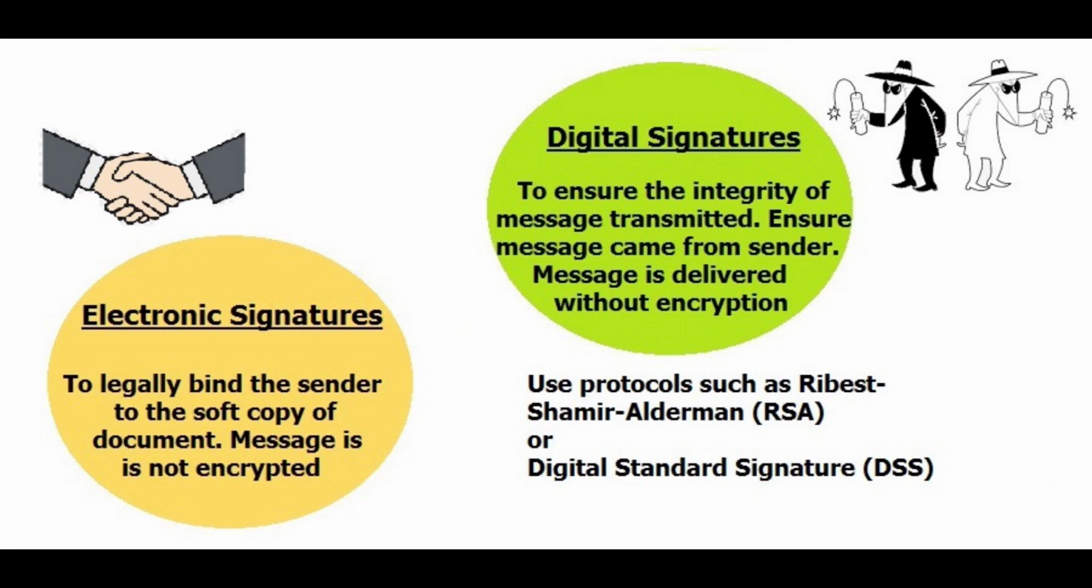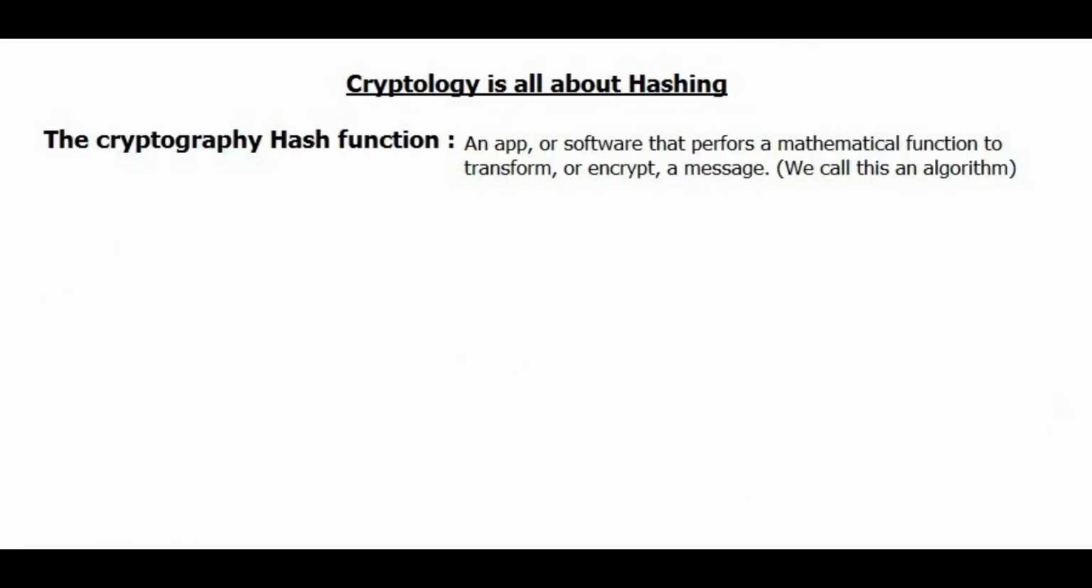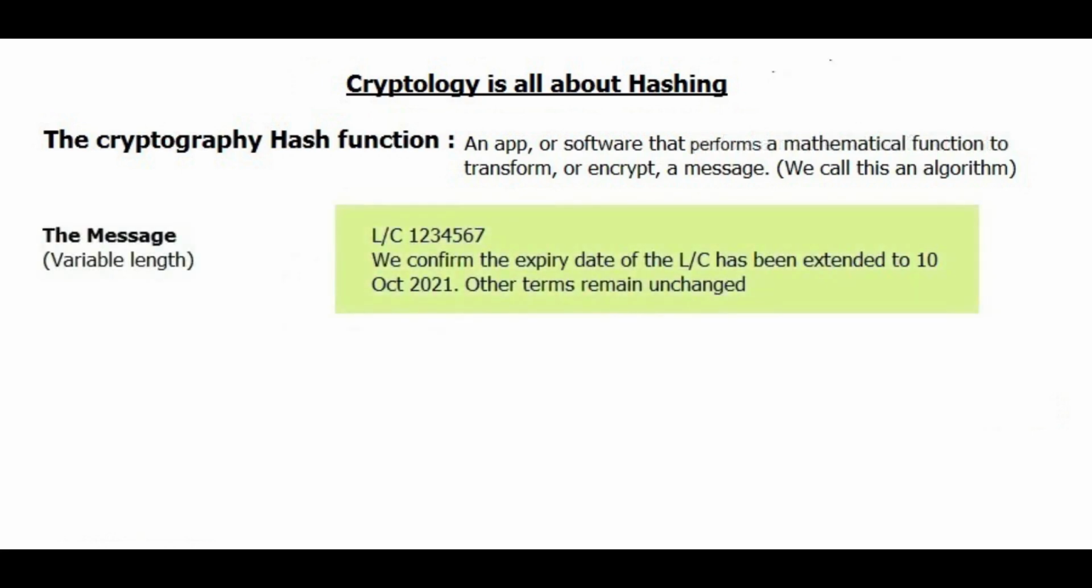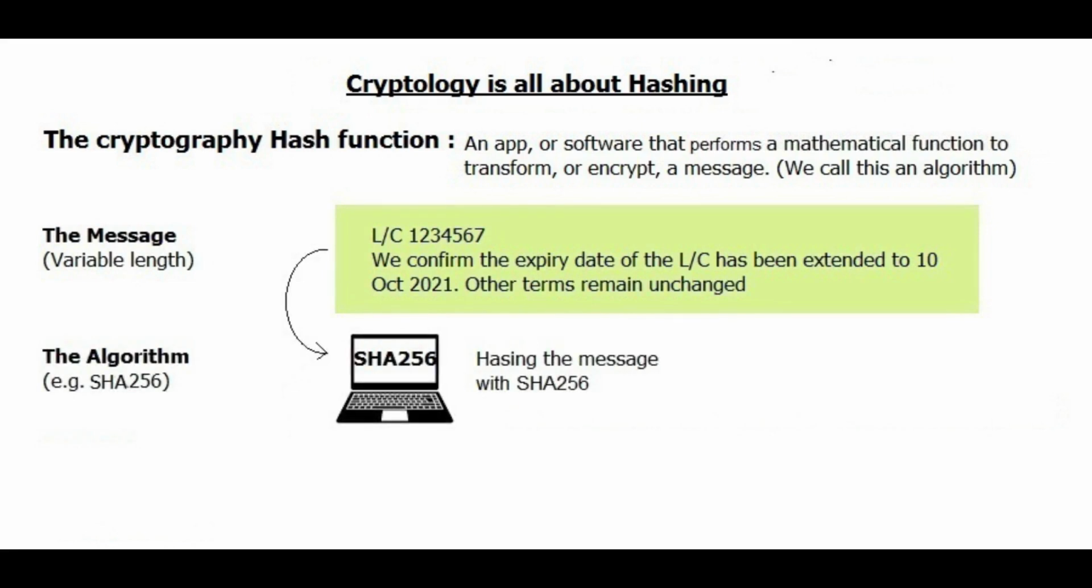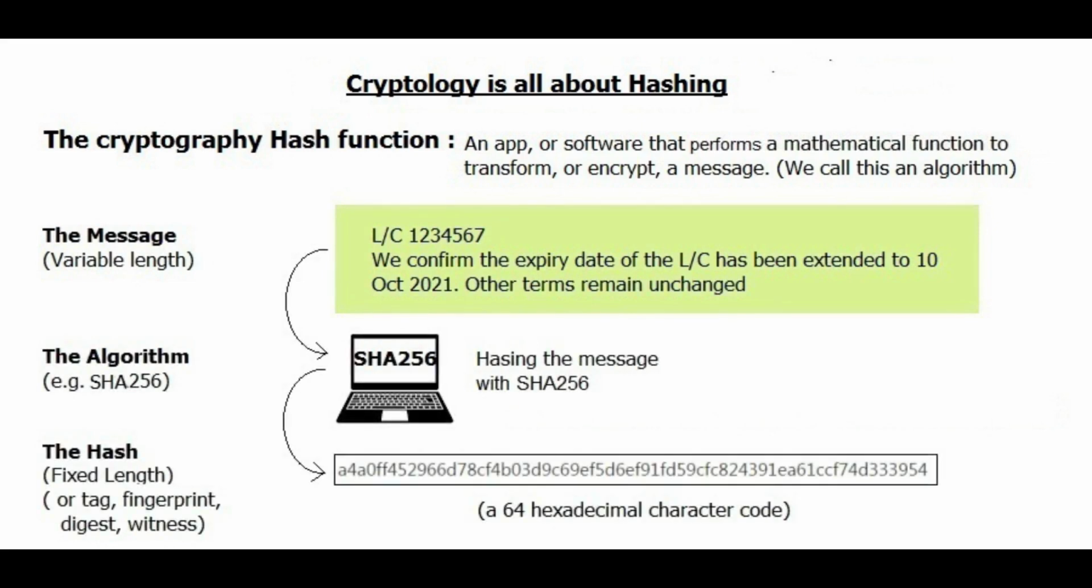Before we turn to digital signature, we need to understand a mathematical function called hash, which lies at the heart of cryptology. There are two applications of hash which are quite different. One relates to the creation of hash to form hash tables used in structuring data storage. This is not our concern here. Our hash is an algorithm, or mathematical function, to transform or encrypt a message. The message is the input, and the algorithm churns out an output of what looks like random alphanumeric characters. This output is called the digest, tag, fingerprint, witness, or hash.